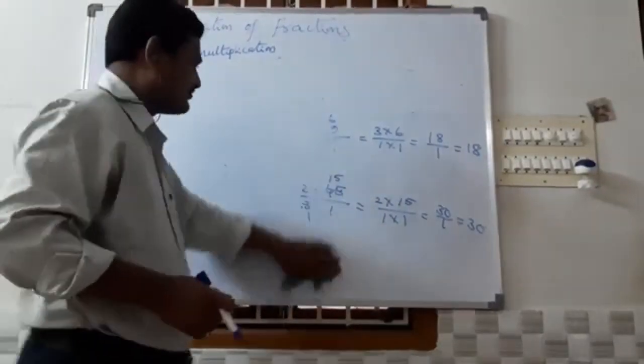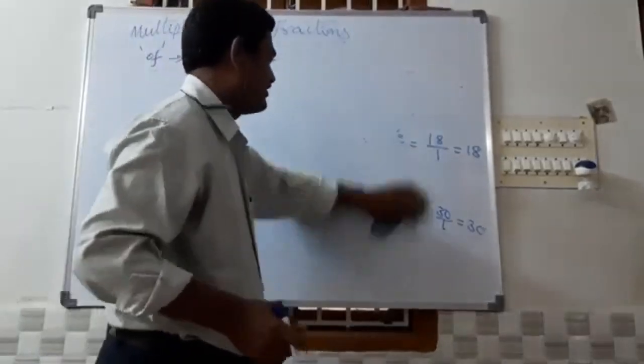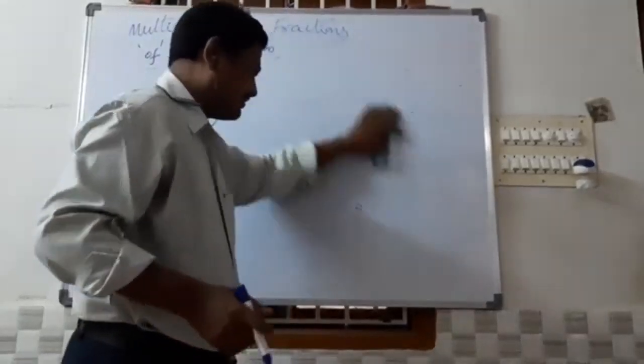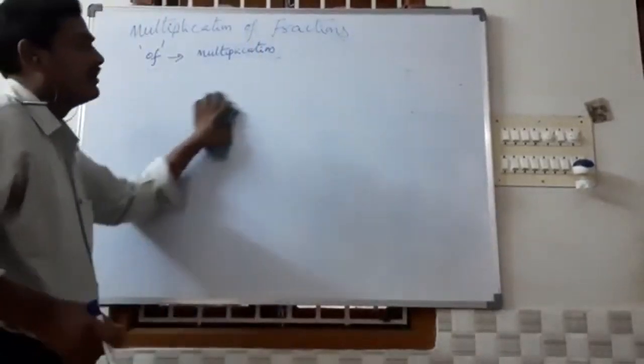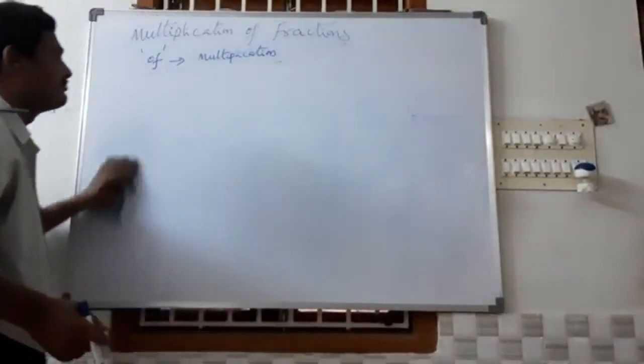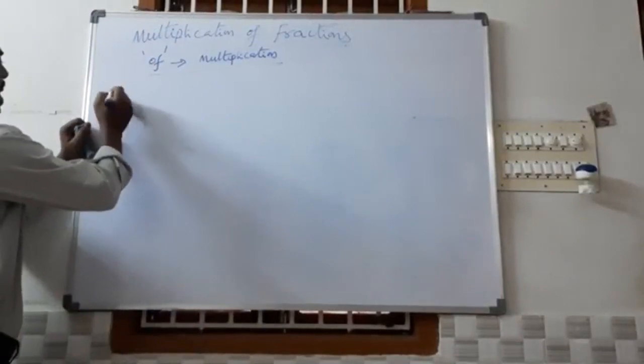Next, "of" stands for multiplication. Some questions give the fraction with the symbol, and in another sum they simply give "of". Next, fourth sum.